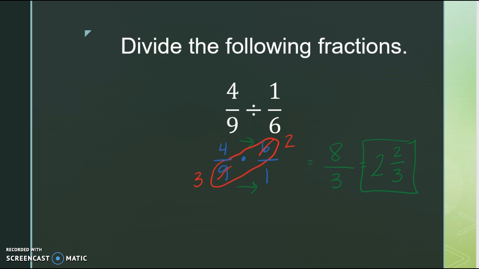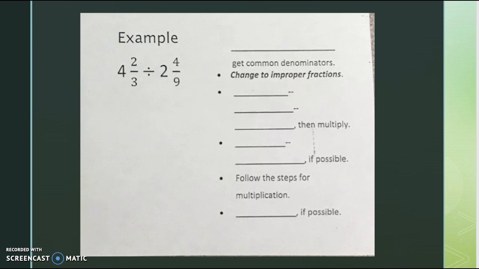So we're going to go ahead on to the very last section on our note sheet, the bottom right-hand corner, and this is dividing with mixed numbers. So just like every other section on this note sheet, we do not get common denominators. We don't want to get a common denominator here. We then change our mixed numbers into improper fractions.